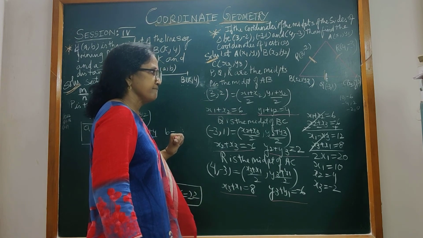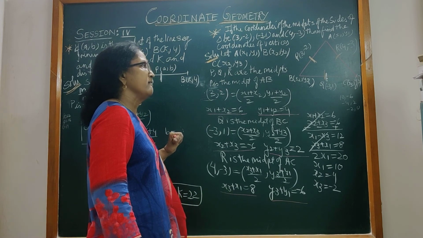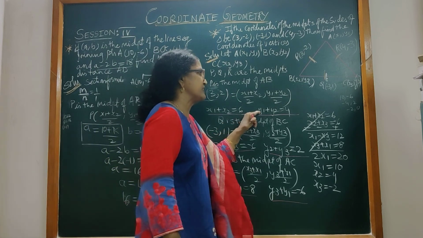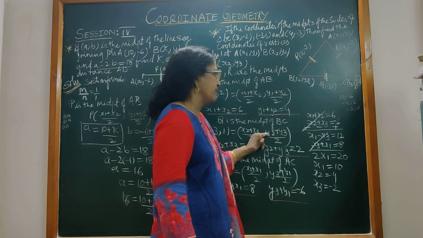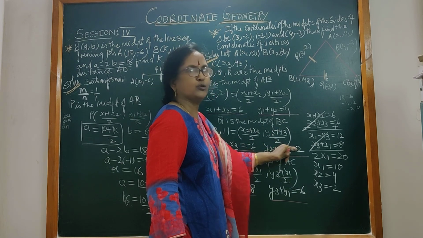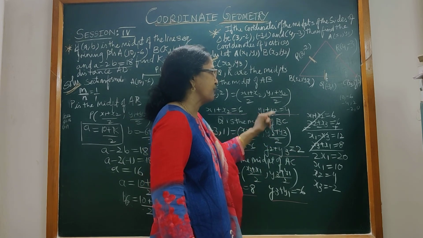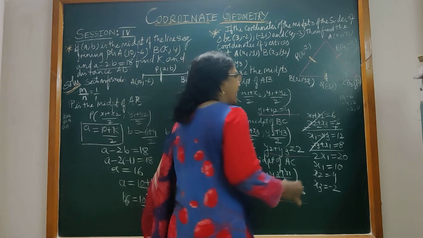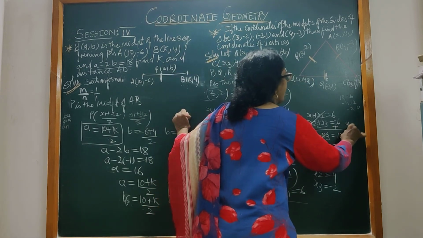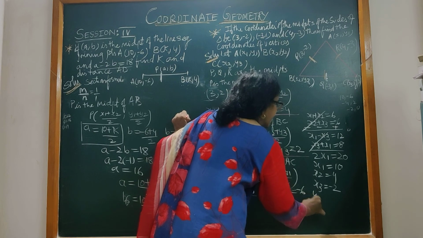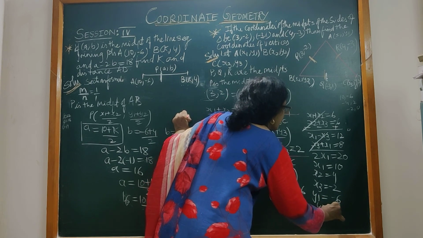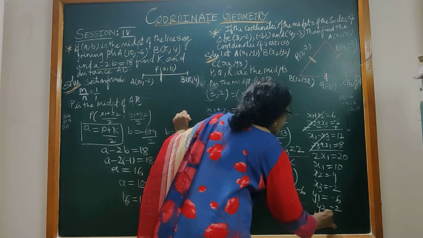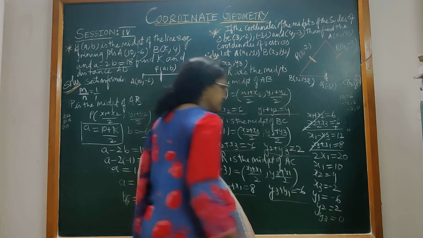Clear? Now similarly, when I solve the equations y1 plus y2 is equal to 4 and y2 plus y3 is equal to 2, and solve both equations, you can get the value of y1 as -6, y2 as 2 and y3 as 0.